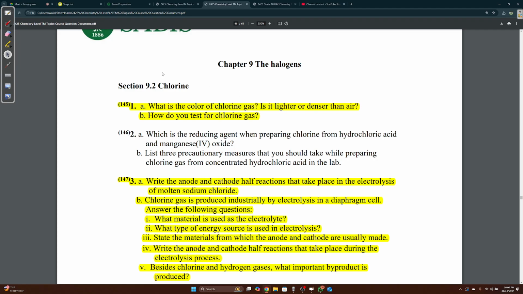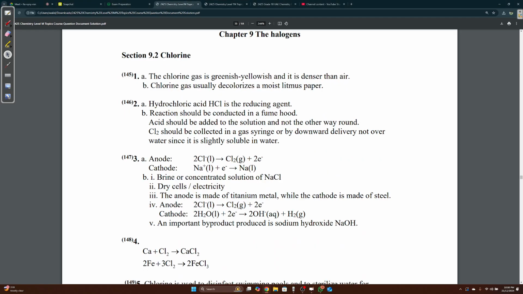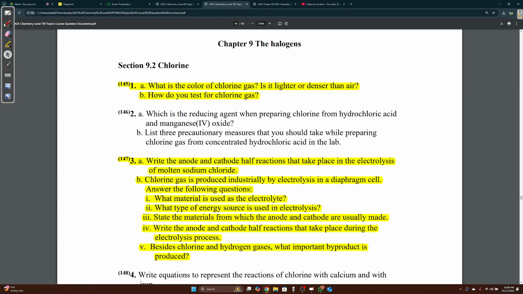What is the color of chlorine gas? Is it lighter or denser than air? This is memorized. Chlorine is yellow green. I'm not going to write it, I'll show you the answer. Chlorine is green yellow, yellow green. If you say yellow green, you'll get the mark.